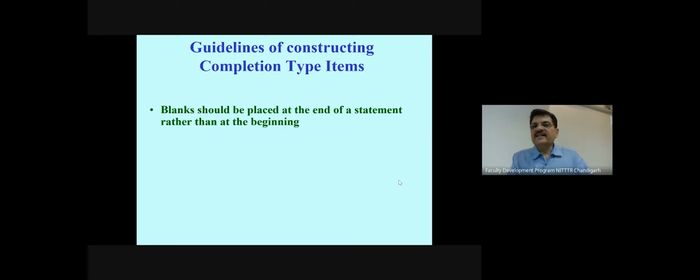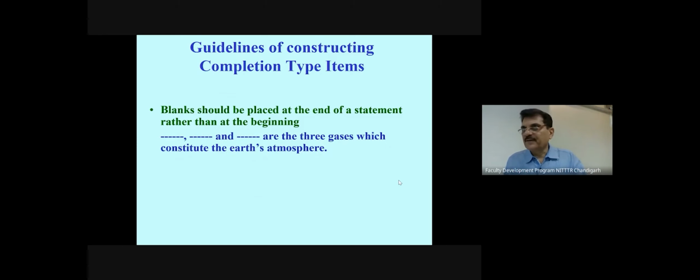Blanks should be placed at the end of a statement rather than at the beginning, because if the blank is put at the beginning, then the student will need to spend more time understanding the statement. So it is better to give it at the end. For example, if I say "dash, dash and dash are the 3 gases which constitute the Earth's atmosphere," you should write "the 3 gases which constitute the Earth's atmosphere are dash, dash and dash." A blank can come in between or at the end, but it should not begin with a blank. This is the golden rule.